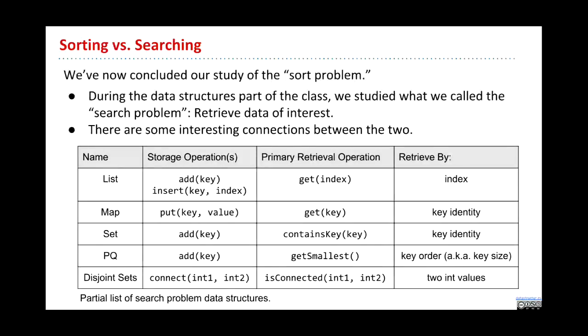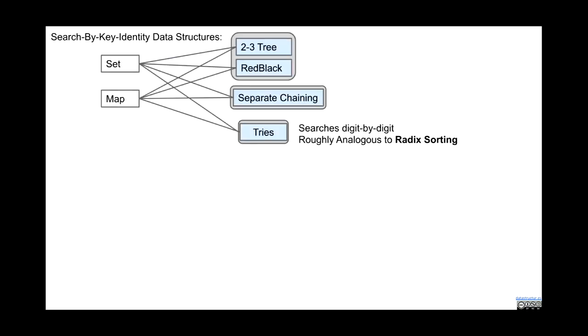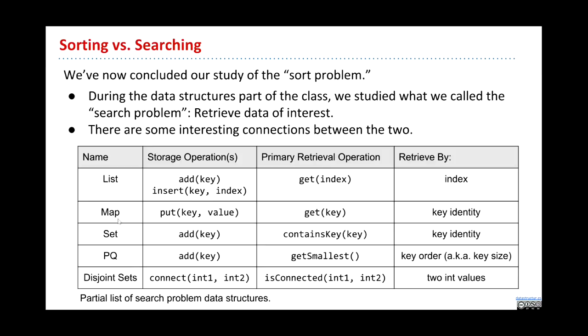So sorting, we know exactly what it is. It's sorting items. The search problem was retrieving data of interest. You may remember this table when I summarized the search part of the class, where we have, for example, lists that let you get back data based on its index, or a map or a set, which let you get back information based on the identity of a key, and so forth. And so there's some interesting connections between the sort and the search problem. So for example, here are shown all my data structures that we used for key identity. So I'm only doing set and map. I'm not showing lists or priority queues or disjoint sets.